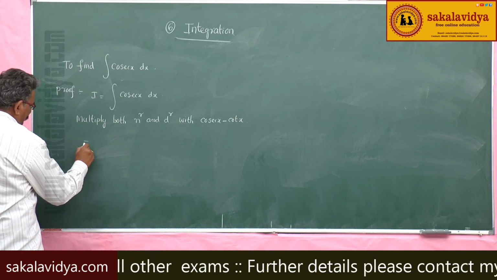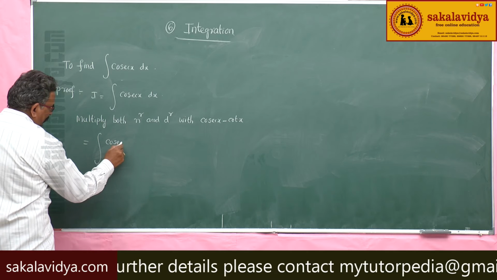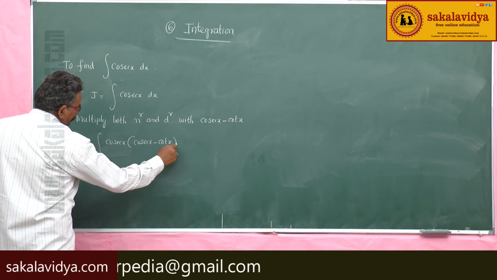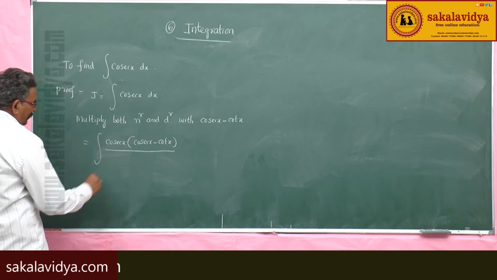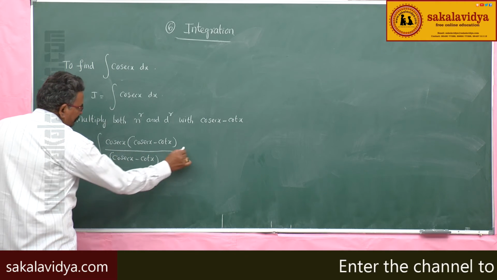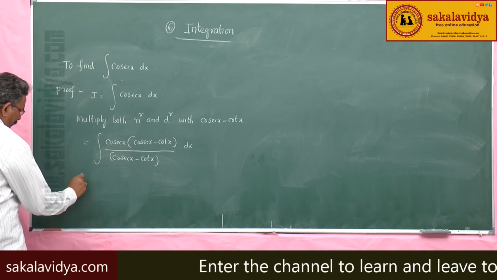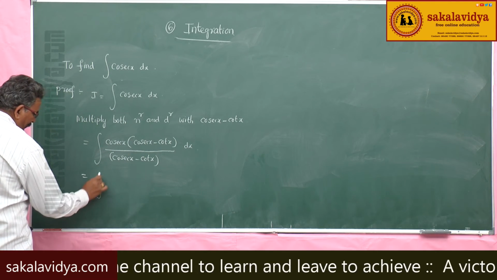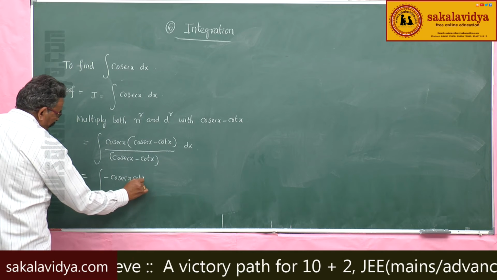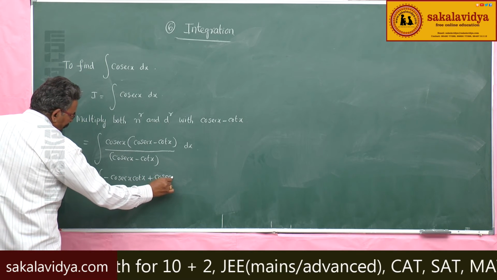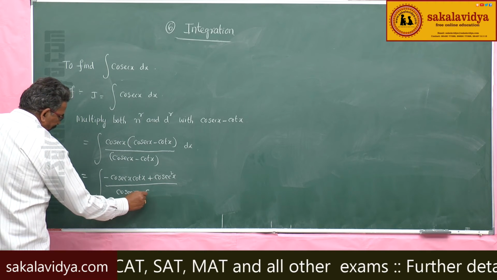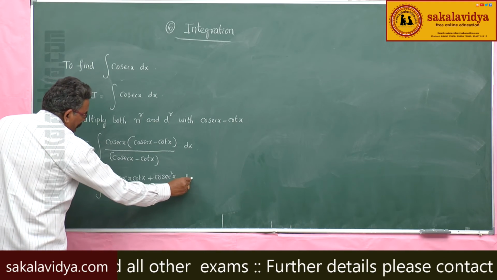This we can write integral cosecant x into cosecant x minus cot x by cosecant x minus cot x dx. So, now this we can write cosecant x into this one minus cosecant x cot x plus cosecant square x by cosecant x minus cot x dx.